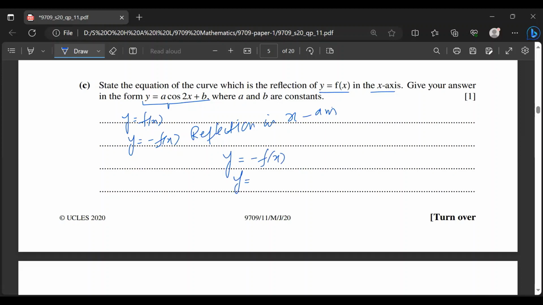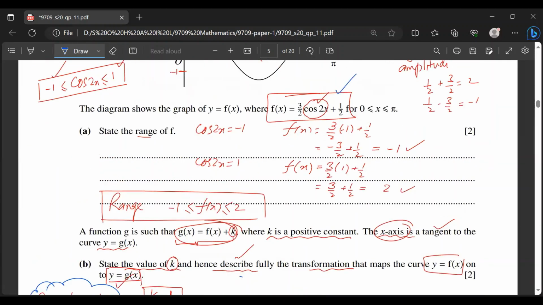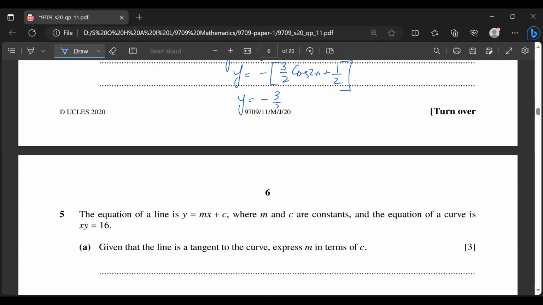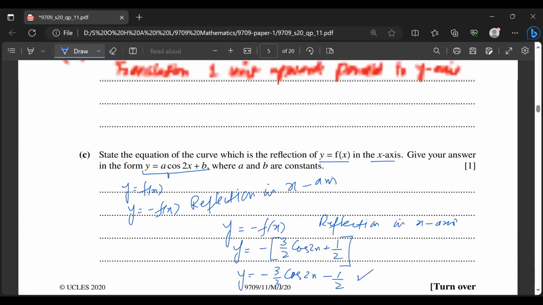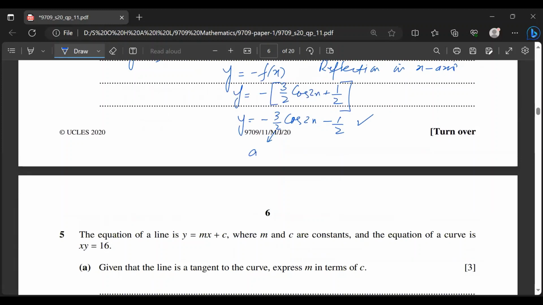f(x) is given. y is equal to minus brackets. This is f(x), the given function, 3 over 2 cos of 2x plus 1 over 2. And when you open the bracket, this is for the reflection in the x-axis. So minus 3 over 2 cos of 2x minus 1 over 2. So here a and b are the constants. This is the value of a. a is equal to minus 3 over 2 and b equals minus 1 over 2.